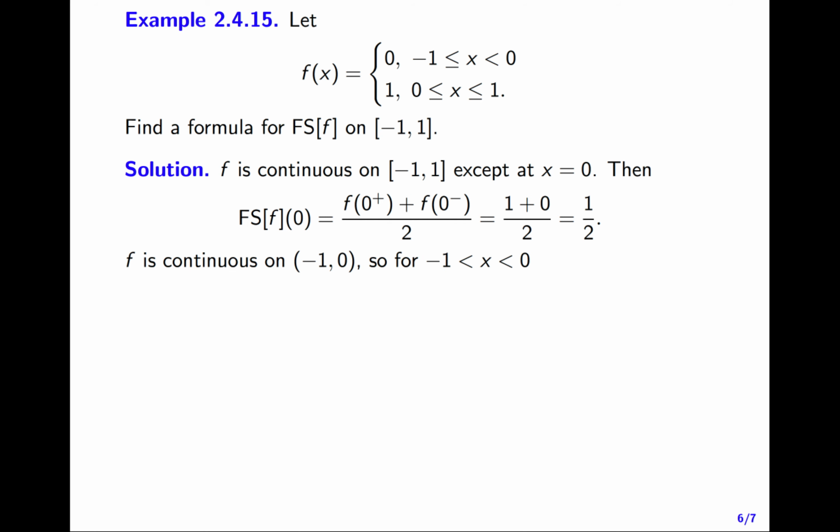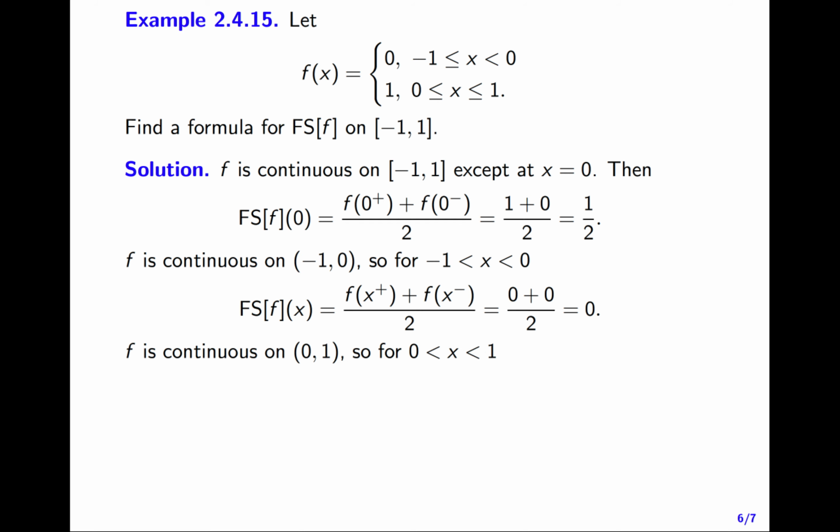On the other hand, f is continuous on the open interval minus 1 to 0. So for x strictly between minus 1 and 0, we should have the Fourier series for f at x is f of x plus plus f of x minus over 2. F is continuous at this x, so the limit from the right is equal to the limit from the left. Both those limits are equal to 0. So my Fourier series for f at x is 0 plus 0 over 2, which is 0. And that is what f is equal to for x strictly between minus 1 and 0. Again, not surprising because f is continuous there.